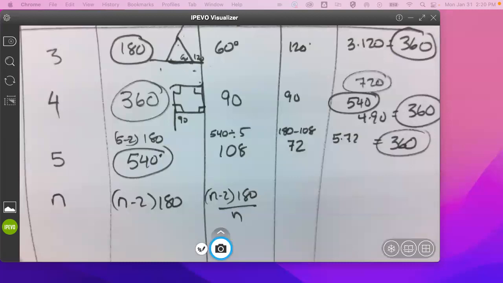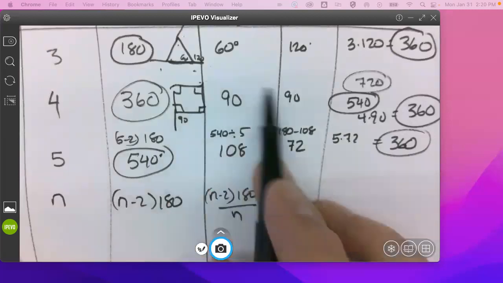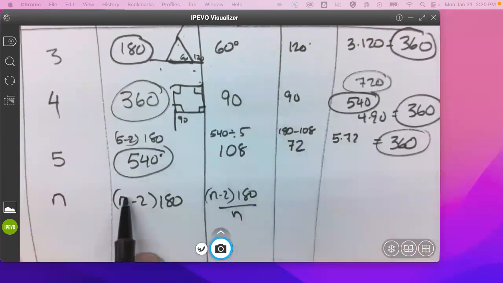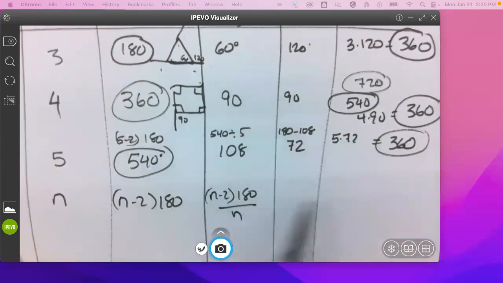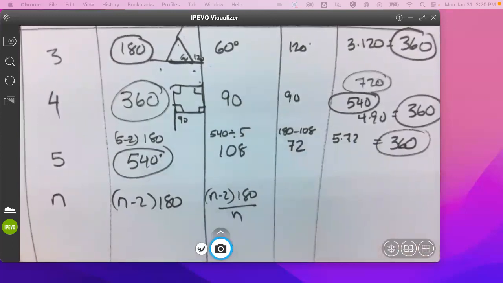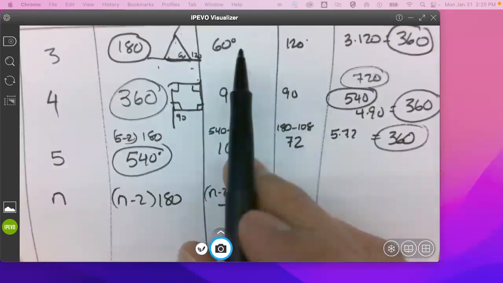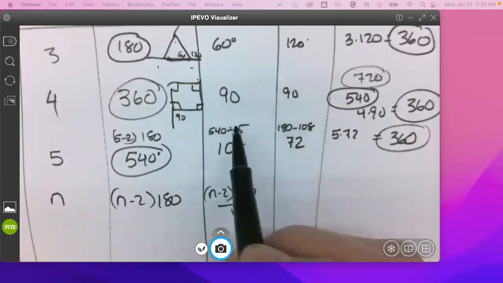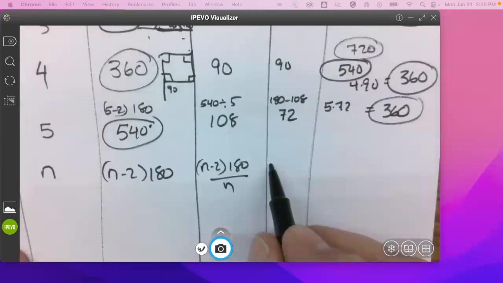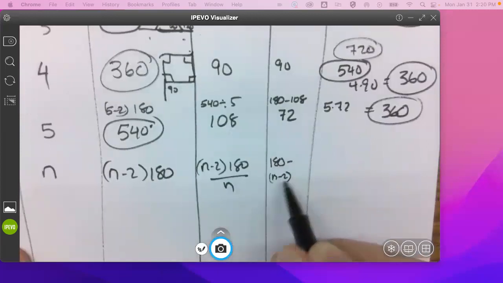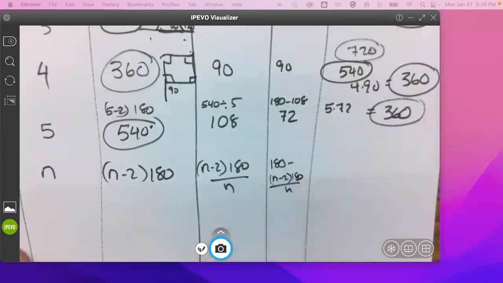This is the value of inductive reasoning: we can create a pattern and a system and then apply it with variables to get a conclusive logical result. How did we go from 108 to 72? Same way we went from 60 to 120. Subtracting from 180, right? So this one should be 180 minus (n minus 2) times 180 over n.